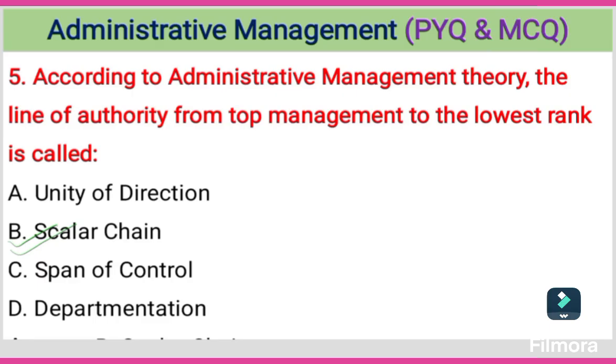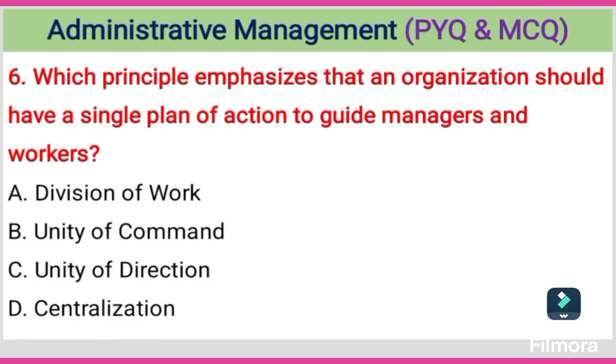Now the next question is, which principle emphasizes that an organization should have a single plan of action to guide managers and the worker? A. Division of work, B. Unity of command, C. Unity of direction, and the D is centralization. So the answer is unity of direction.